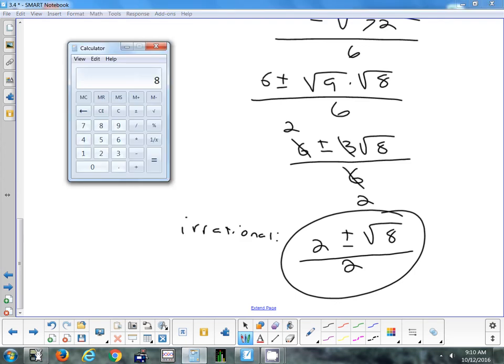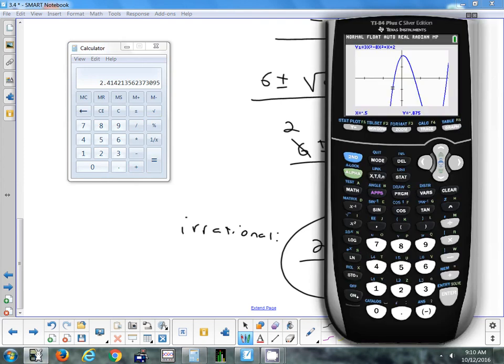Let's just check one of them. Let's take the square root of 8 plus 2 and divide by 2. So there should be a root at about 2.414. Let's calculate the root and see if that's where it is. Second calc, zero. It's probably going to be 2.414. All right. And you could check the other irrational root, but it will be that one over there.